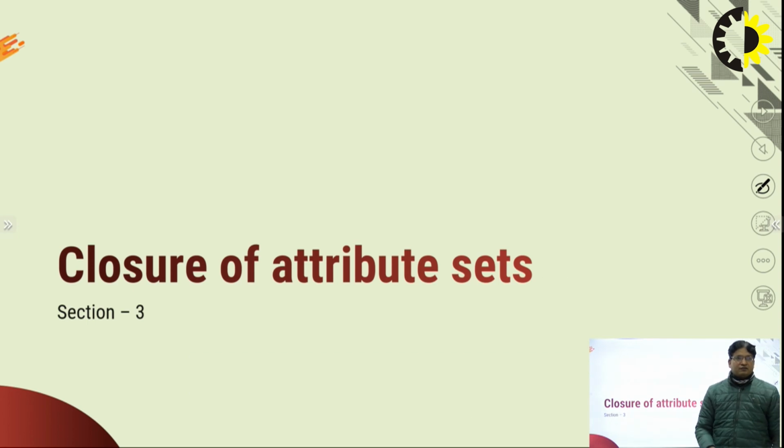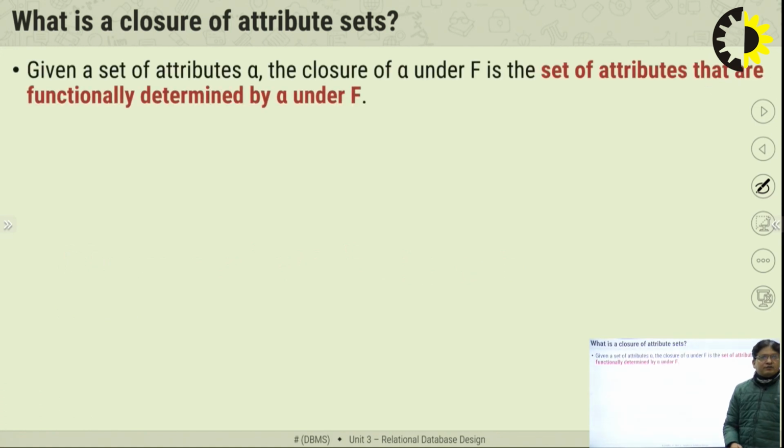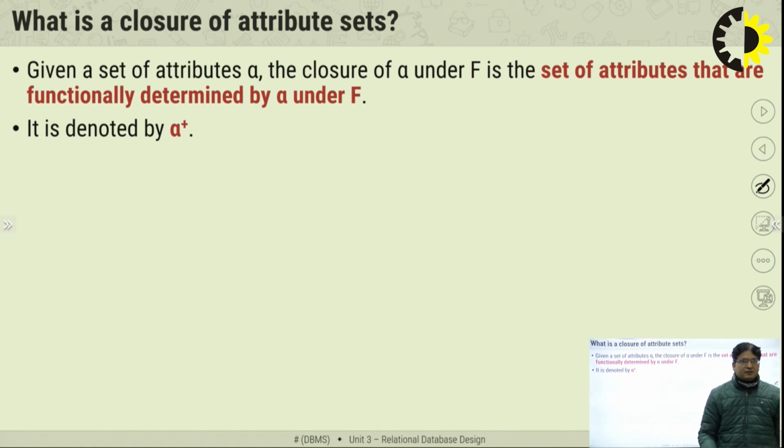Now next, we have to find the closure of an attribute set. Given a set of attributes alpha, the closure of alpha under F is the set of attributes that are functionally dependent on alpha under F. It is denoted by alpha plus. Whatsoever attributes there are, that will be denoted by alpha plus. It can be computed for a single attribute, and it can be computed for a set of attributes.